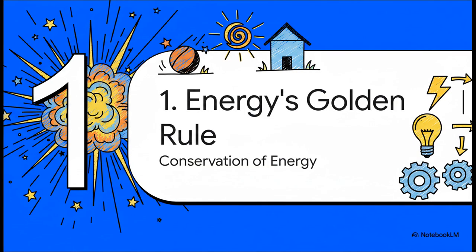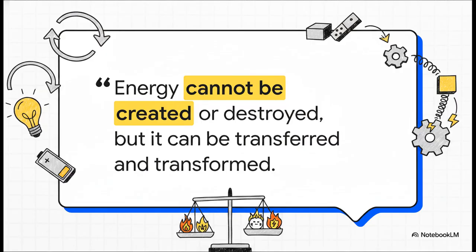Okay, first things first, before we go any further, you have to know this. There is one single unbreakable rule that governs every single energy interaction in the universe. I'm talking from a star exploding to a ball hitting the floor. It's called the law of conservation of energy. This is it. This is the golden rule.